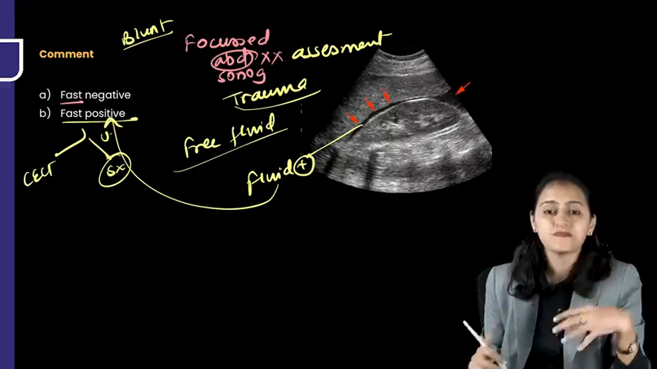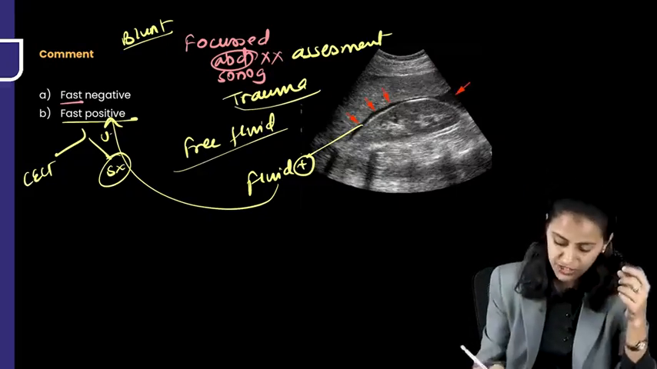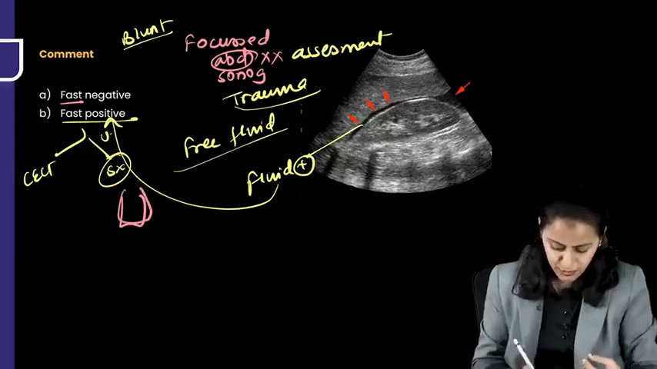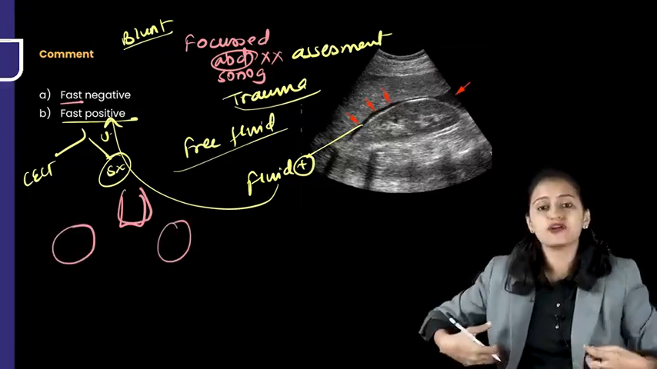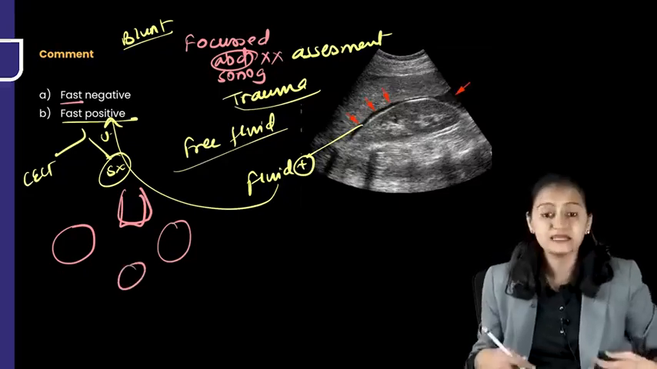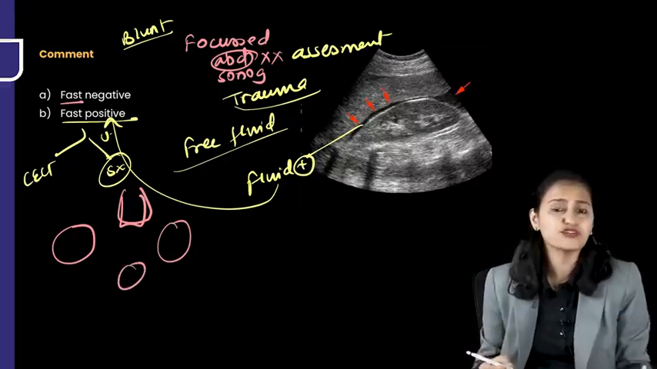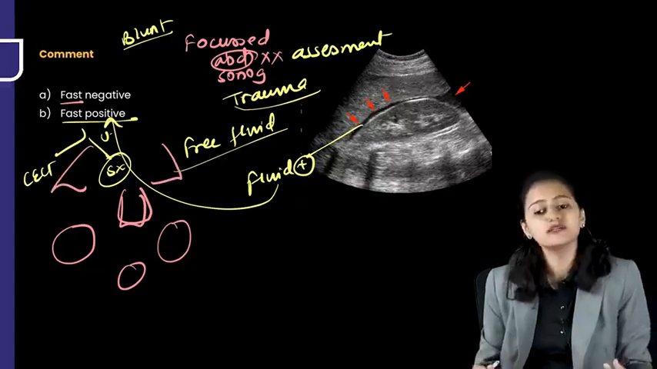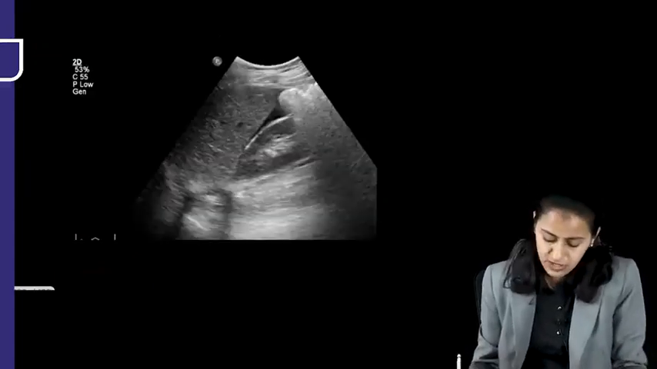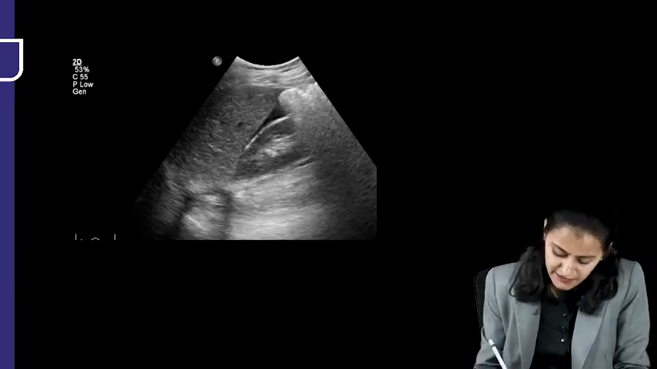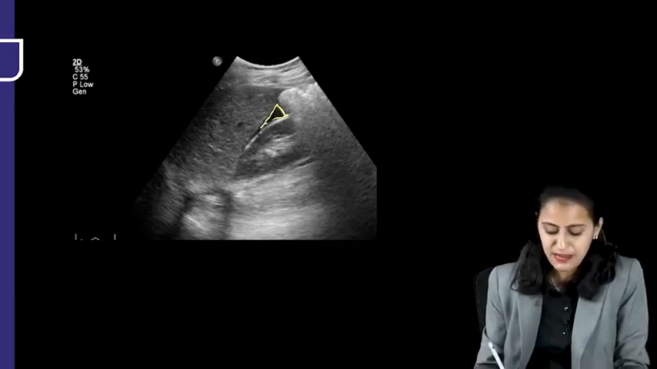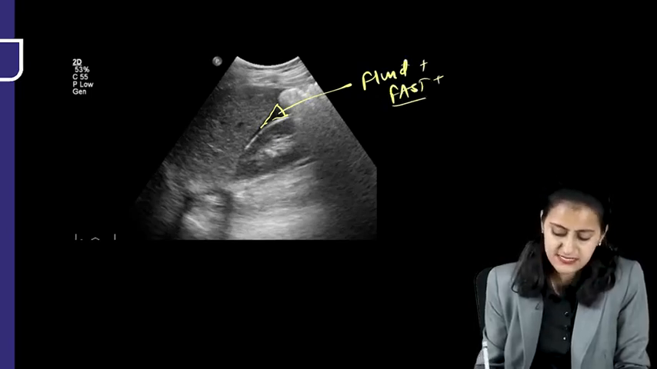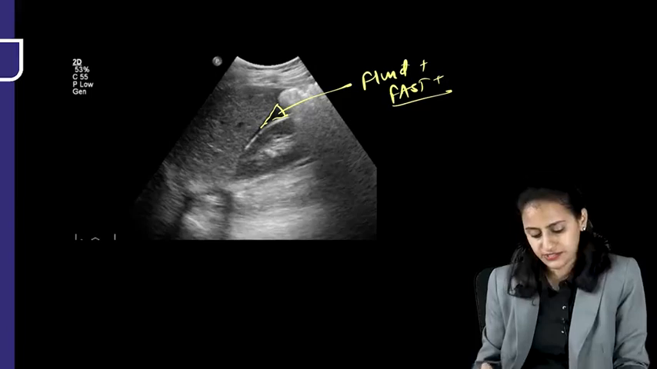So, this is FAST. What is the sequence of doing the FAST? Which regions? First is the xiphisternal to look for the cardiac tamponade, then the right hypochondrium, the left hypochondrium, and the pelvis. We look for the free fluid in these areas. In E-FAST, we also look for the thoracic cavity. So, is this FAST positive or FAST negative? Again, if you see carefully, there is this black fluid there. So, fluid is present. So, again, this is FAST positive.